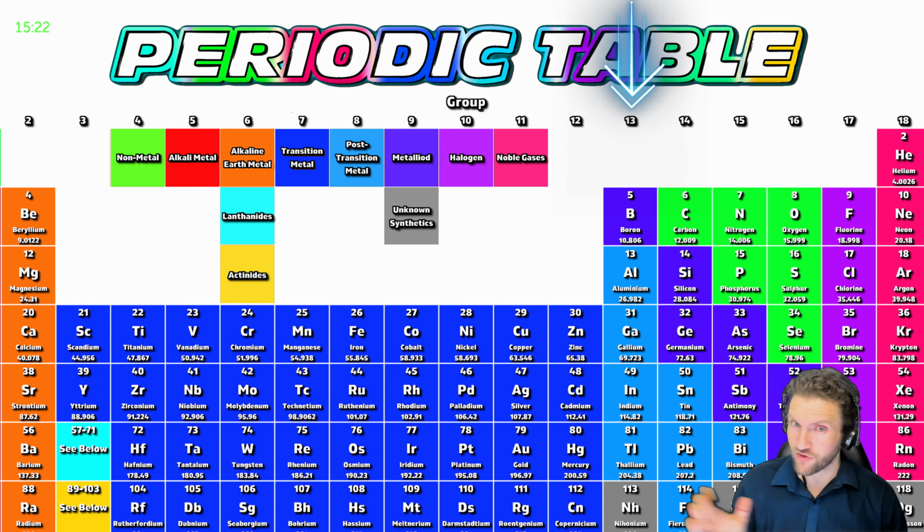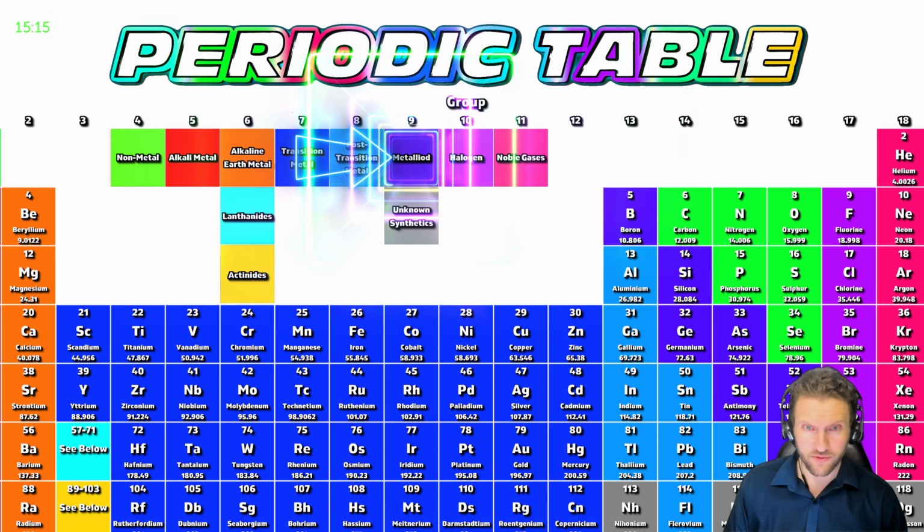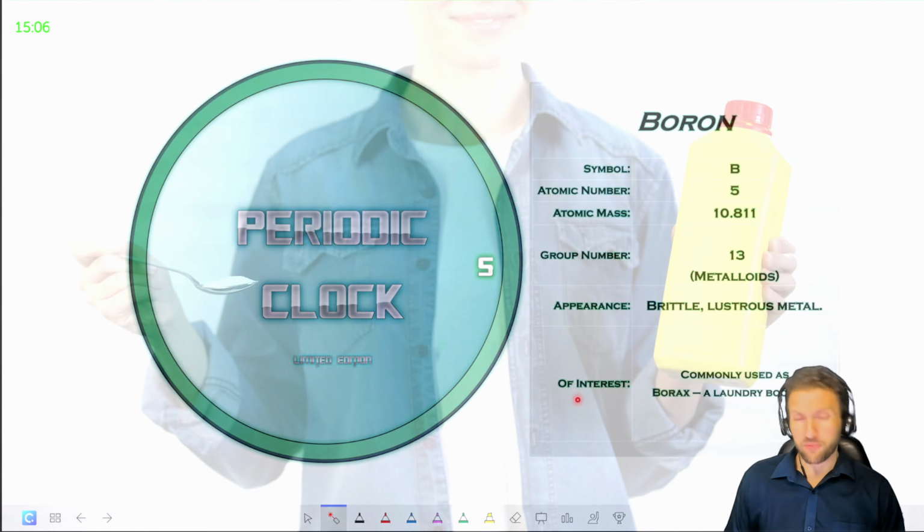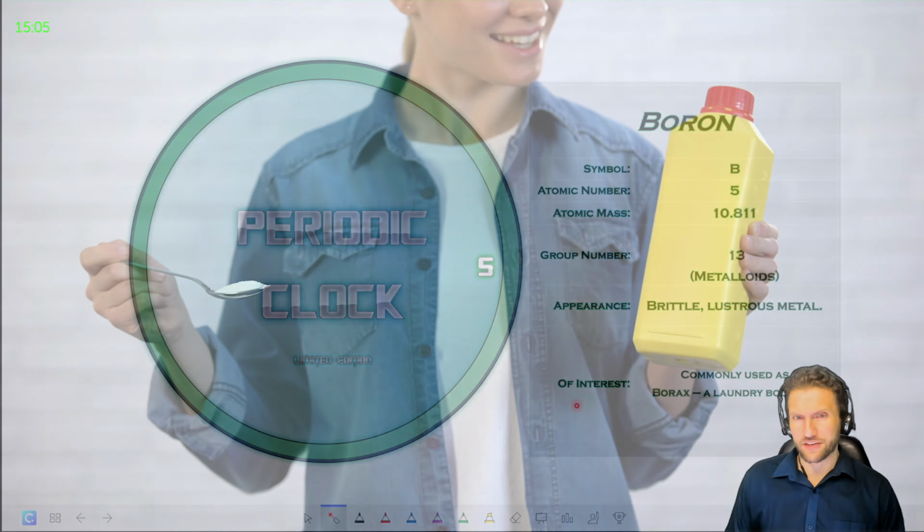So we're taking a bit of a transition here, towards the right of our periodic table. In terms of family, this is part of the metalloid family. Next one there, appearance. Boron is a little bit brittle and is a lustrous metal. Now, of particular interest, where can we find it? Well, it's actually found in borax.